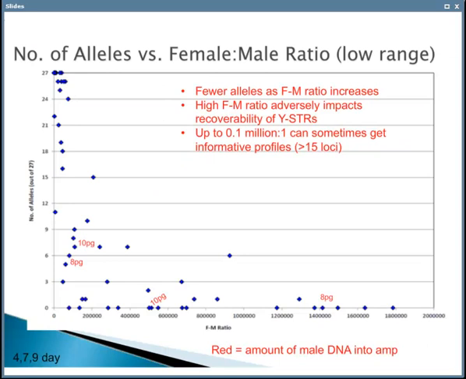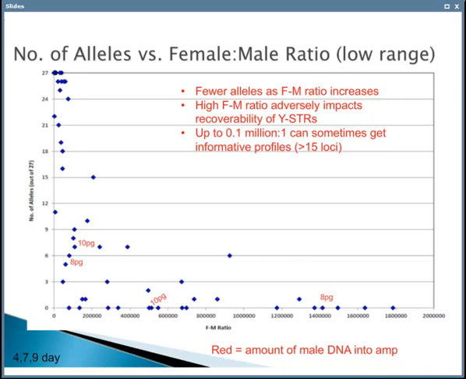If you looked at the number of alleles recovered versus the female to male ratio, did it have any effect? Well, on the x-axis this time you have the female to male ratio, and as you go along the x-axis from 0, the first point you get is 200,000 to 1, and what you see is that as you increase the female to male ratio, you get fewer alleles, and there is some evidence that the high female to male ratio does adversely impact recoverability of Y-STRs at these extremely large female to male ratios.